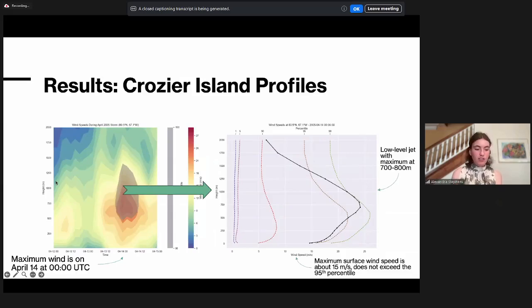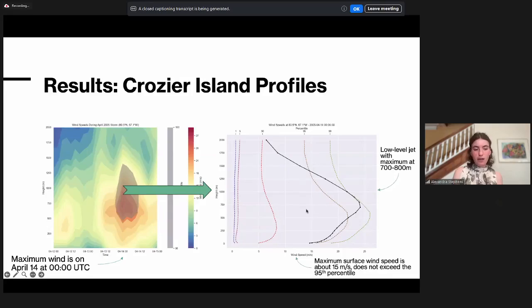So on the left here, you can see the time series at the closest Kara grid point to Crozier Island. The x-axis is time and the y-axis is height. The color contours represent the wind speed at each point in height and time, and the somewhat transparent gray shading over top of the color contours indicates where the winds exceed the 95th percentile. As you can see, the winds reach their maximum speed on April 14th at midnight UTC, so we'll be focusing on this time point in more detail.